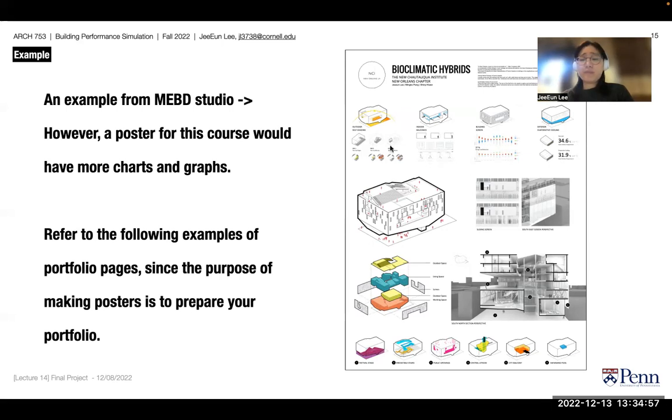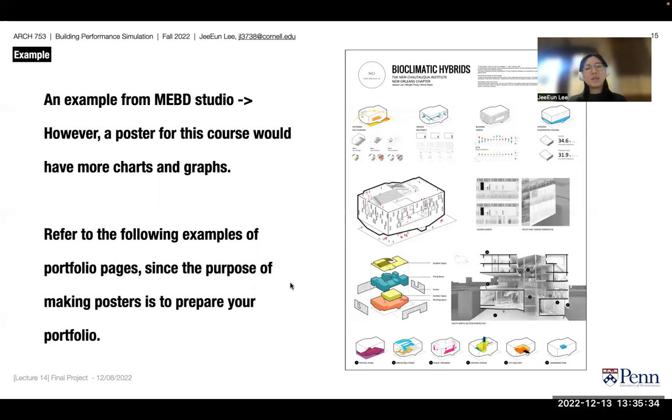Then provide what kind of analysis you ran, what the results were, and what improvements you used. This is more graphical because this was a design studio project, but you can do whatever you want. I believe all the architecture students should have very good visualization skills. You guys are experts in making posters and such, so there is no limitation.